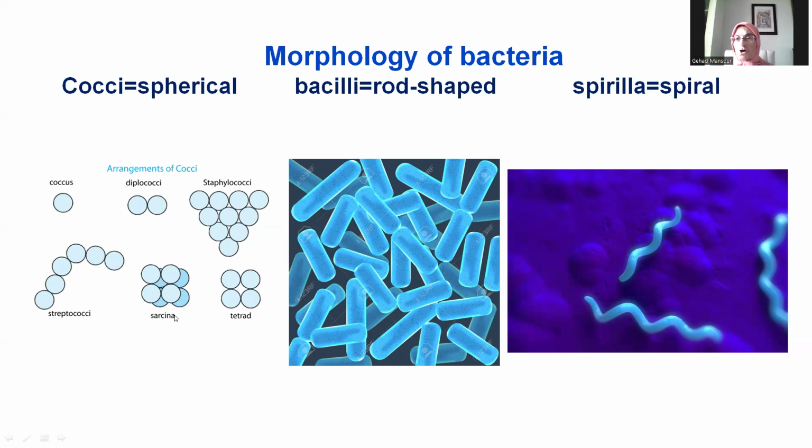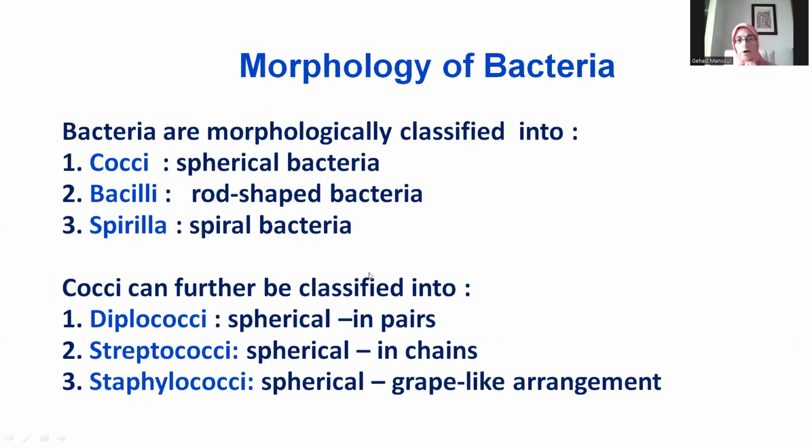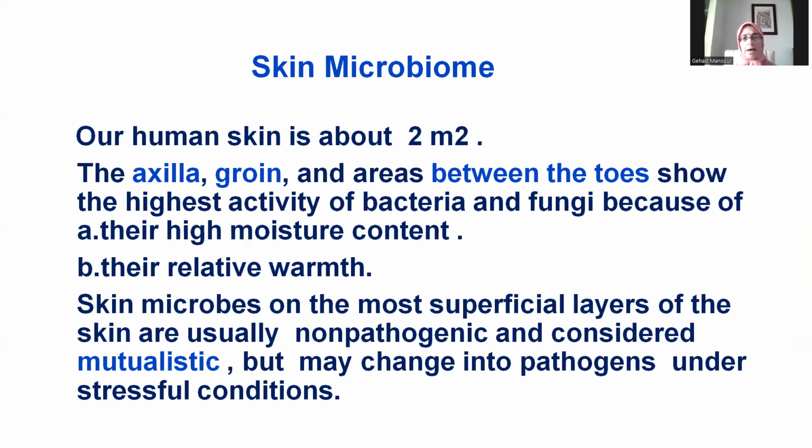And then we have the sarcina, which is spherical bacteria that are arranged in groups of 8. So when you have 8 spherical bacteria attached together, then it is sarcina. And then we have staphylococci, a group of spherical bacteria that are arranged in a grape-like shape. The slide here is the same as the explanation I've just given.